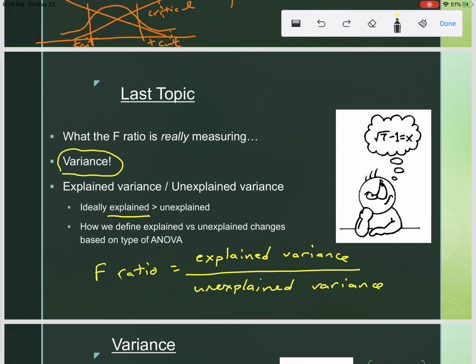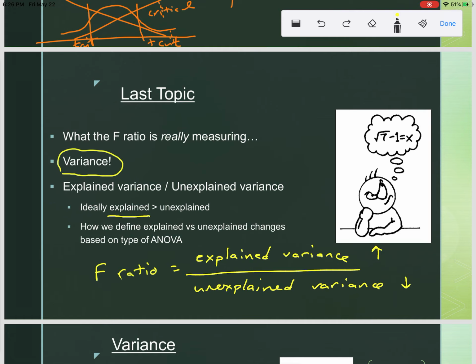We like explained variance to be higher because that's the variance that we know we can explain. In the example that I gave with the baseball players, explained variance would be differences in batting average due to the time of day. That's explained. So we want that to be higher. And we also like, in any type of scientific study, to keep unexplained variance low.